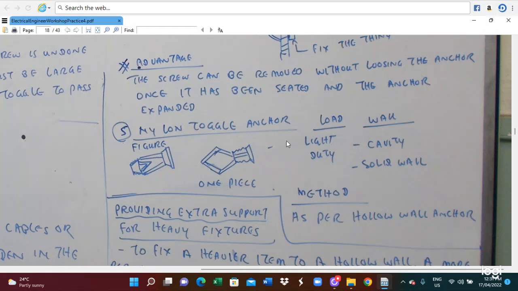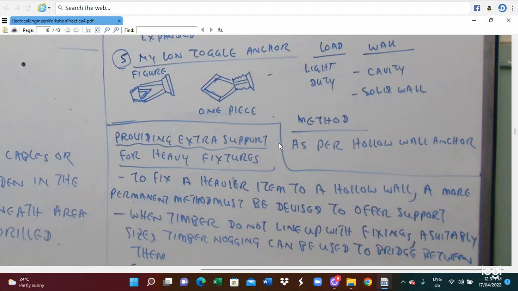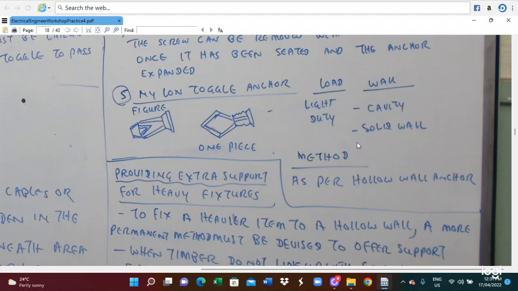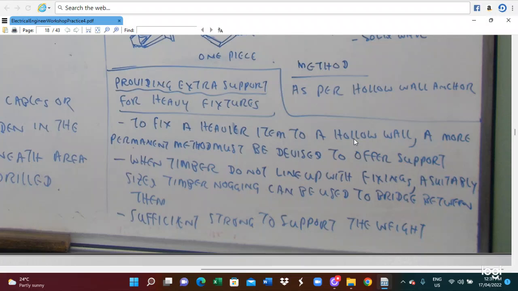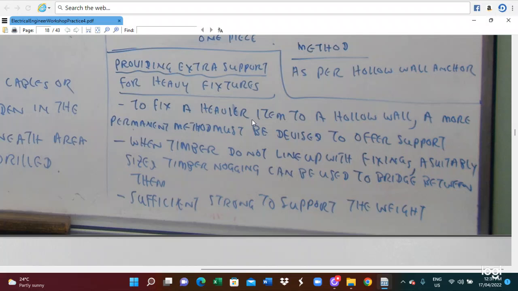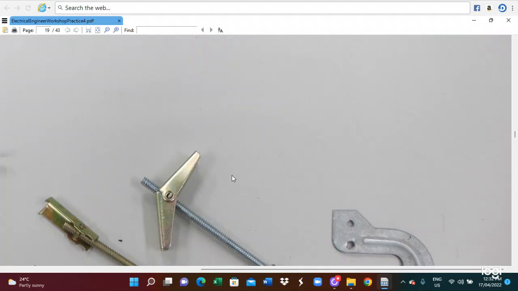Here is the nylon toggle anchor. They are bigger, their load is light duty, and we can use them for cavity or solid walls. Then we also follow the hollow wall anchor method to fit the nylon toggle anchor. We have to provide extra support for heavy fixings. To fit a heavier item to the hollow wall, a more permanent method must be used to offer support. When the timber does not line up with the fixing, a suitably sized timber noggin can be used to bridge between them, and they are strong enough to support the weight. So these are important aspects.